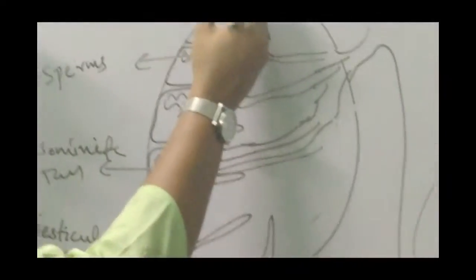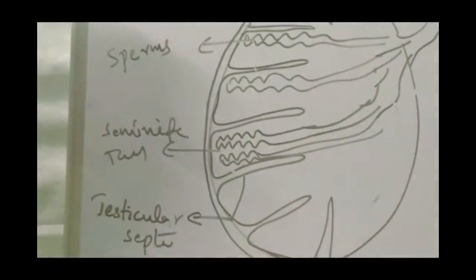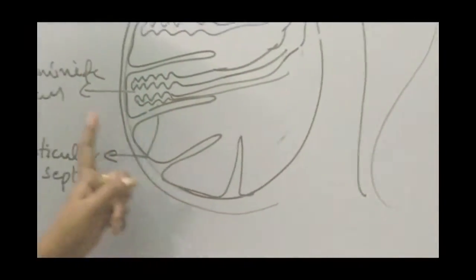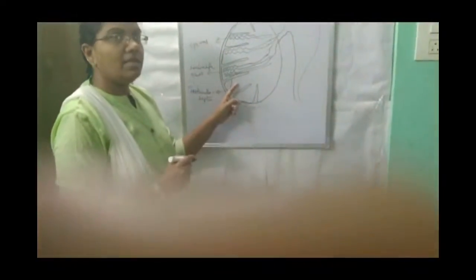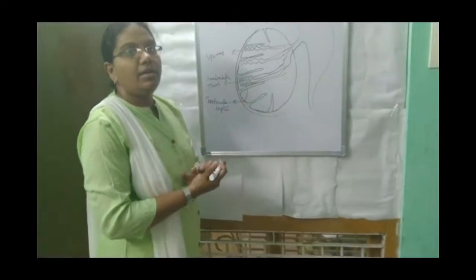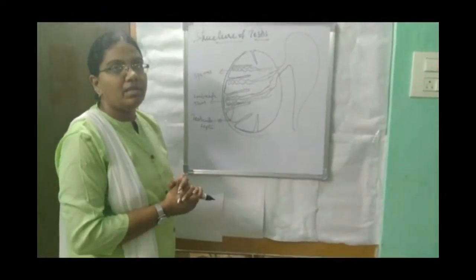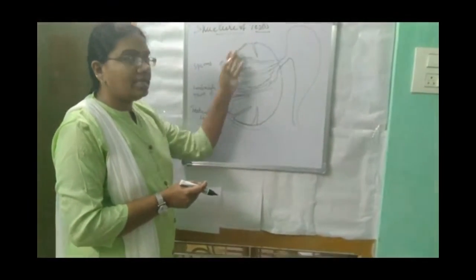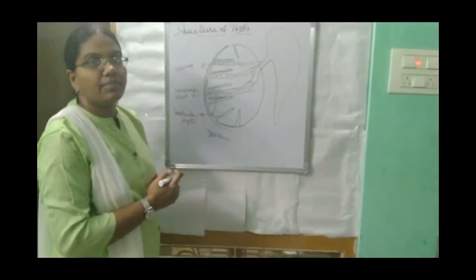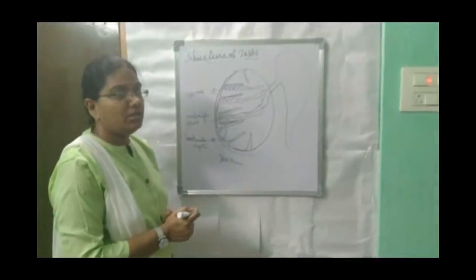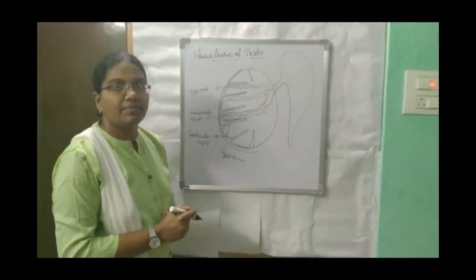Here the outer layer is the tunica vaginalis. The tunica albuginea has a number of folds. The testis is divided into a number of compartments, and each compartment has a number of seminiferous tubules. Overall, the testis has up to 900 seminiferous tubules.